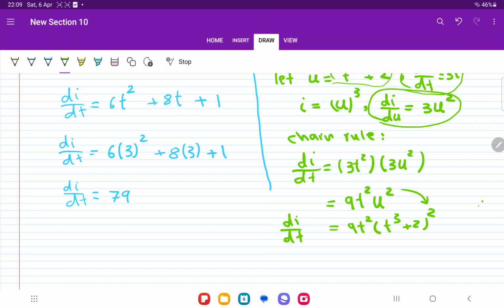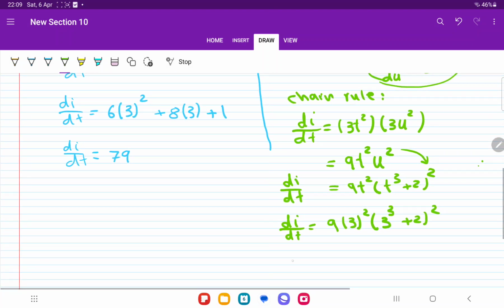Now the question asks, find the rate of change when t is equal to 3. So we're going to do the same thing as we did in the previous example. We're going to replace t by 3. Then we're going to type these numbers into our scientific calculator, and we're going to get an answer. So that will be the 81. So I think it's going to be 68,121.